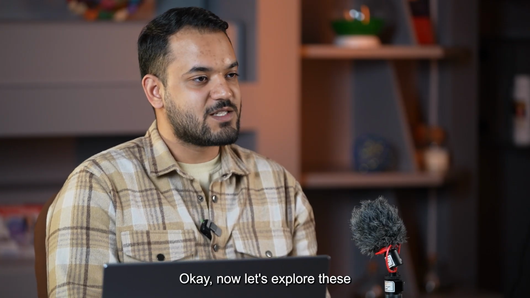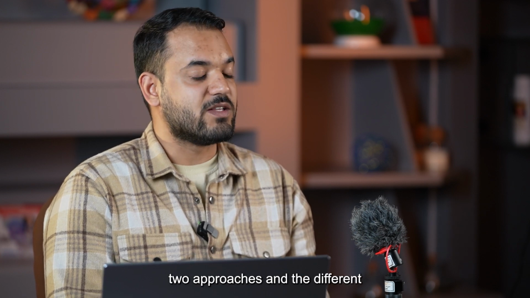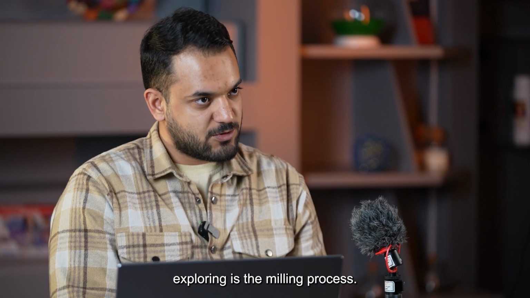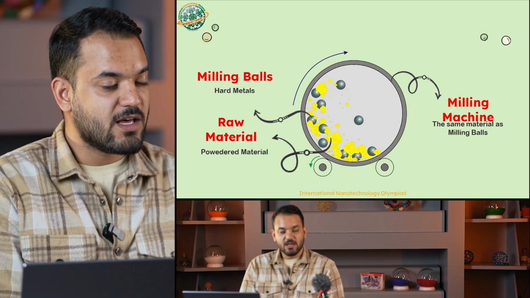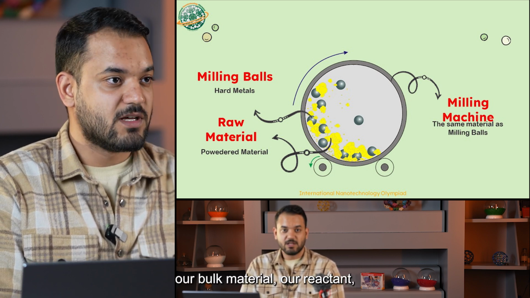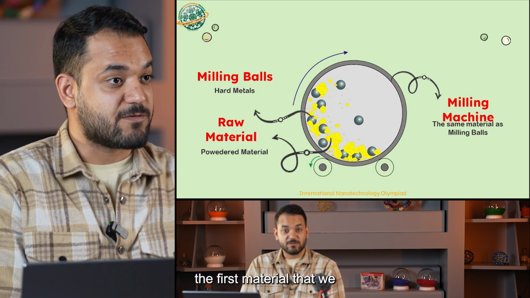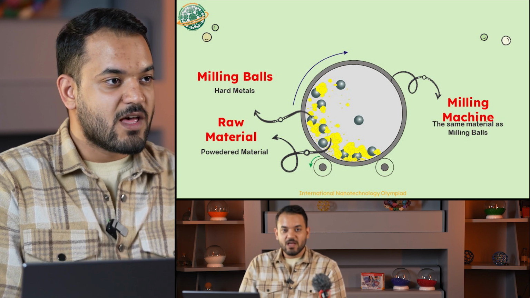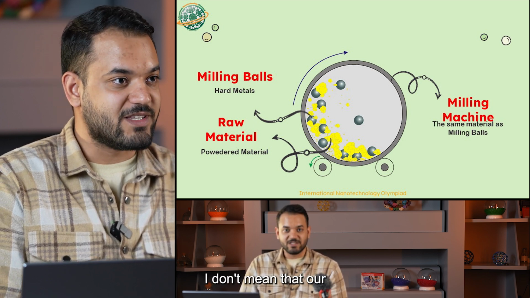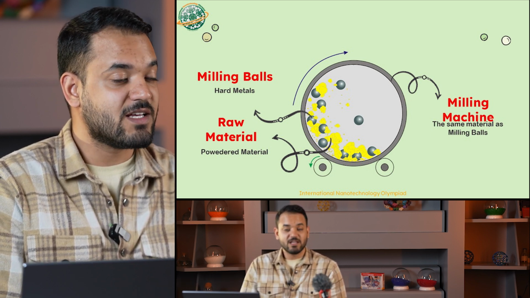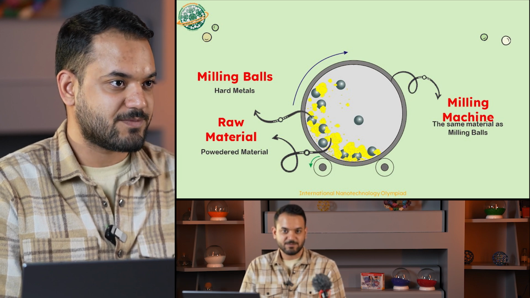Okay, now let's explore these two approaches and the different methods we use to synthesize materials. We'll explore the top-down methods together. The first method that we're exploring is the milling process. In this method, we have our bulk material, our reactant, the first material that we use for synthesizing, as a large powder. When I say large powder, I don't mean that our powder size should actually be big, but that it's definitely not in nanoscale.